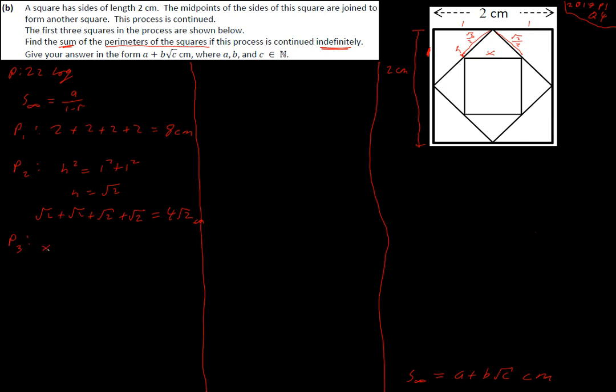And I'm going to have x squared, doing Pythagoras again. x squared is equal to square root of 2 all over 2 squared plus square root of 2 all over 2 squared. I put that in my calculator and I get a half plus a half, 1. So x is equal to 1, because when you get the square root of 1, it's just 1.